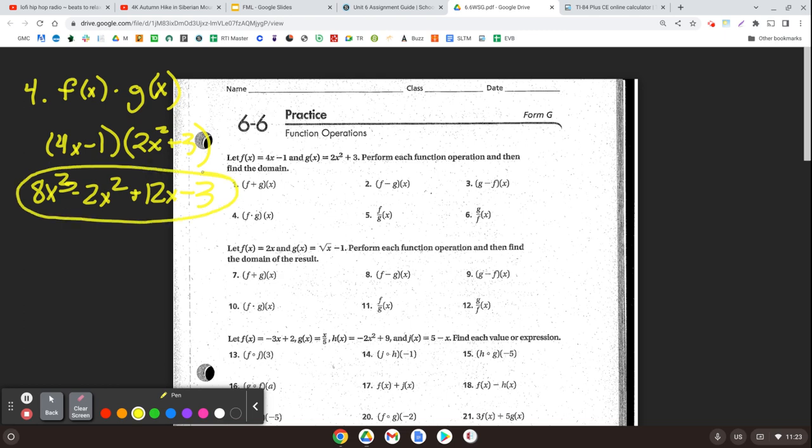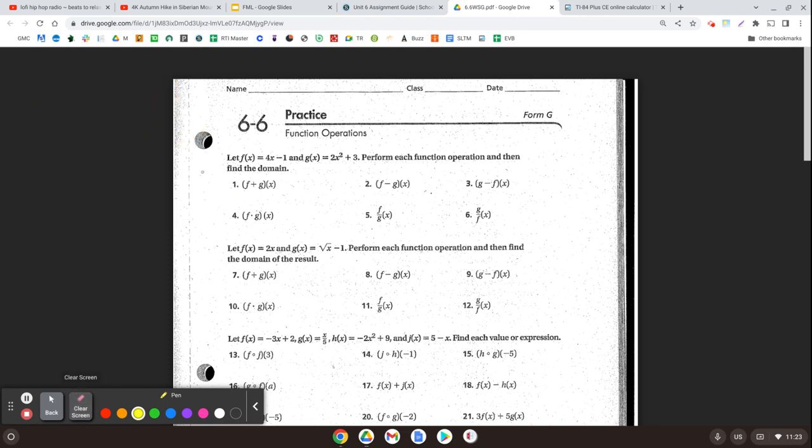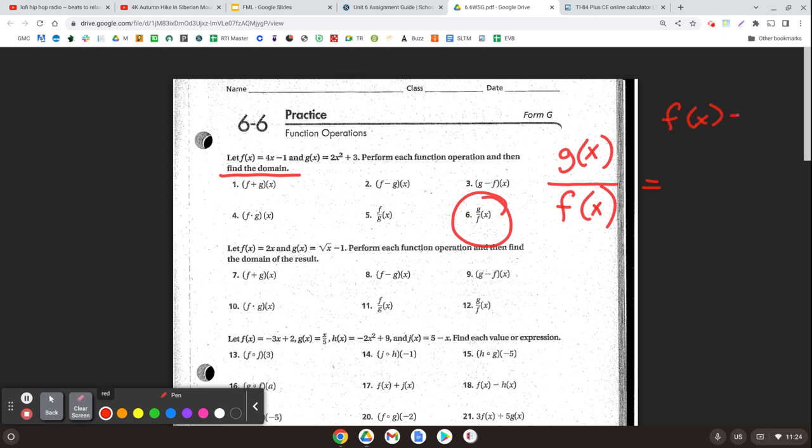You're just following your rules that have come so far. Now, this is the new stuff though. We're going to have some domain restrictions. So when you see this, g divided by f of x, well, that's g of x divided by f of x. Okay, well, we're not allowed to divide by 0. So what's the domain? Well, f of x cannot be 0.